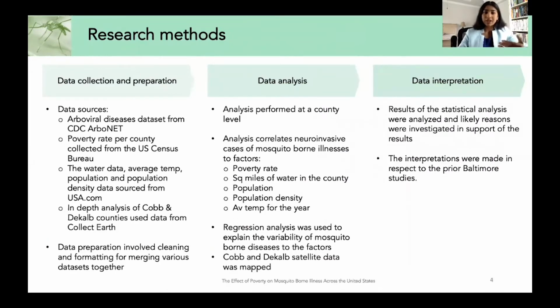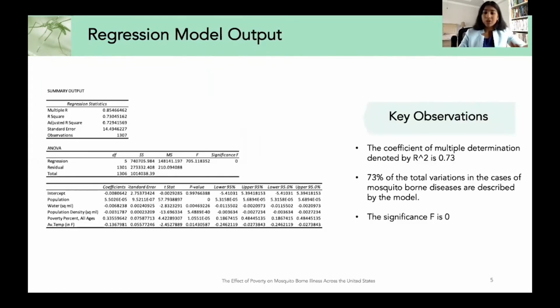For this research, my data was collected from the CDC program, ArboNET, and aggregated from the US Census Bureau and the American Community Surveys. This analysis was all performed at a county level and started with building a linear regression model which took into account 5 variables: poverty rate, square miles of water, population, population density, and the average temperature per year. The first model output showed us that the multiple determination coefficient, or the R-squared value, was 0.73.